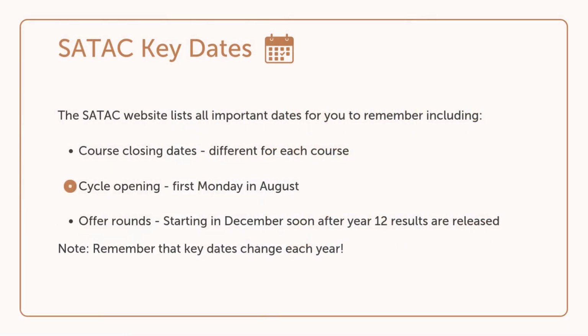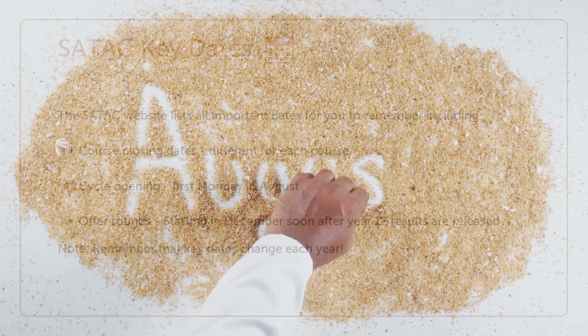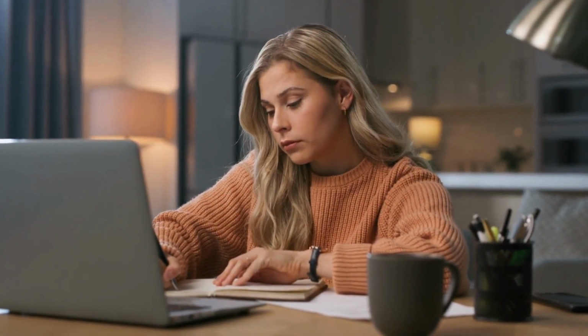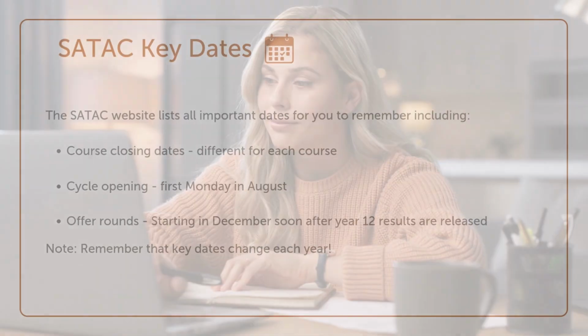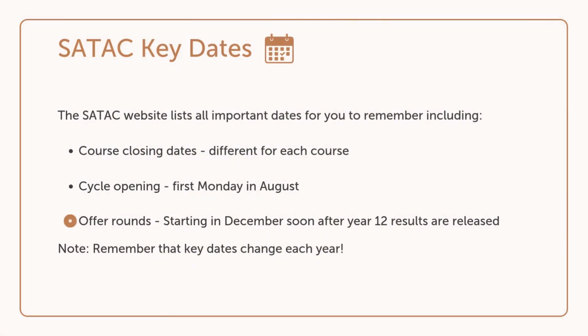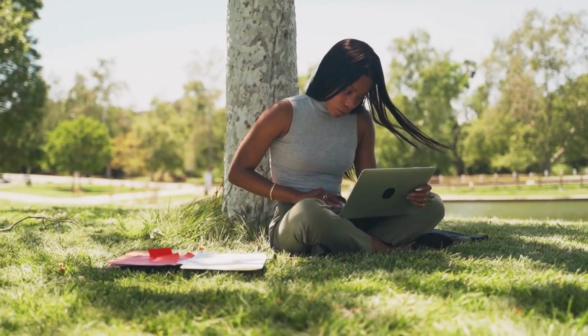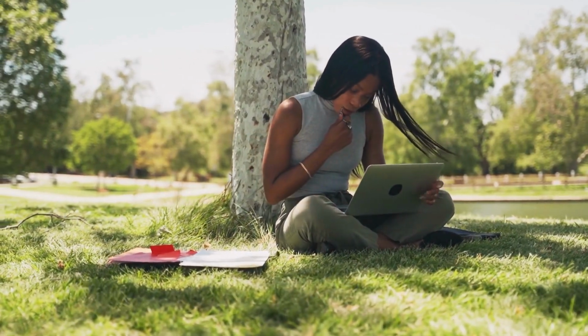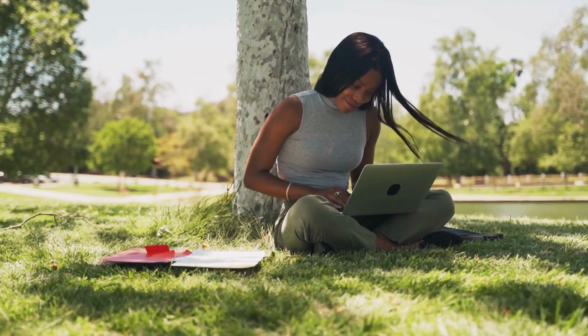Some key dates you really need to keep aware of are cycle opening date, which is the first Monday in August. Make sure that you're aware of that cycle opening so you can get your application in with plenty of time for SATAC to process it for you. Offer rounds begin for International Year 12 students soon after your results are released. Be aware that changing your preferences after the closing date for that course and after your results have been released may lead to you competing in a later offer round.